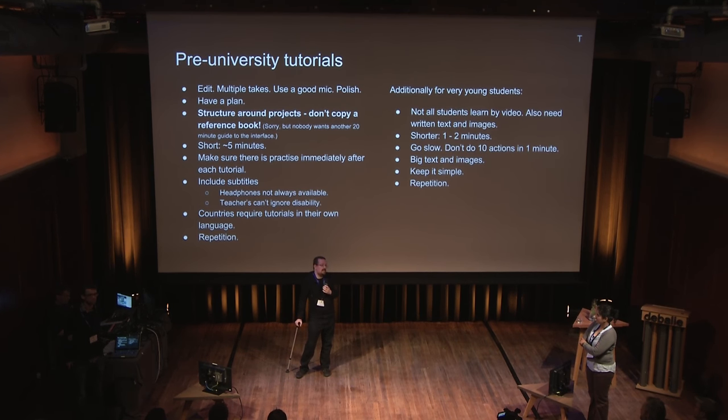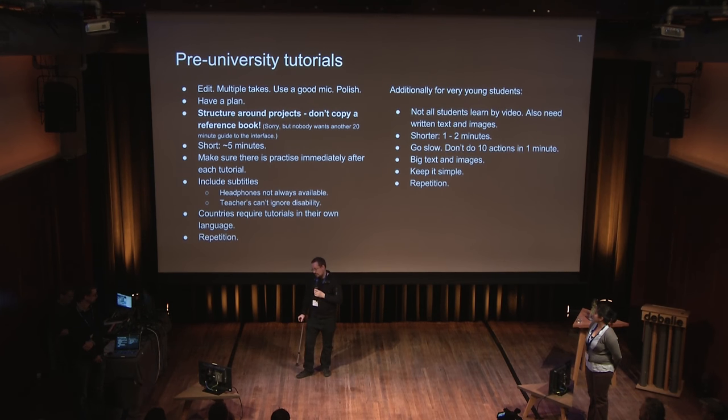Teachers can't ignore it. They're teaching many, many students. They're making their teaching plan for all of their students. If they've got one disabled student in there, not an option. And it also just comes down to, when you're dealing with younger students, once you reach university age, you can sort of do English and everybody knows it well enough to go along. But for younger students, they need to be in their own language. So if you're just doing English, you're fine for UK, America, Australia, but everywhere else can't use your tutorials.